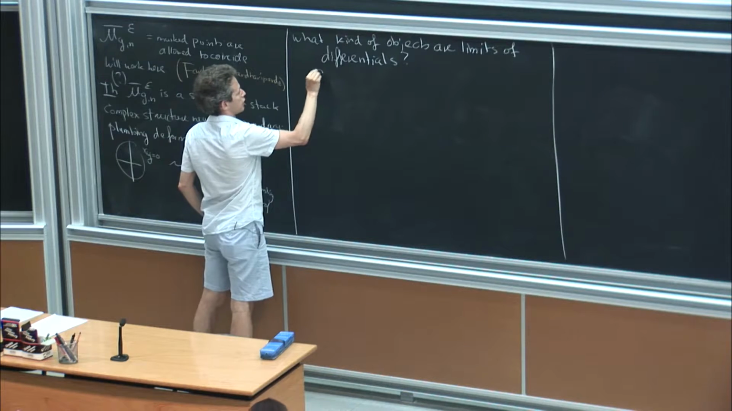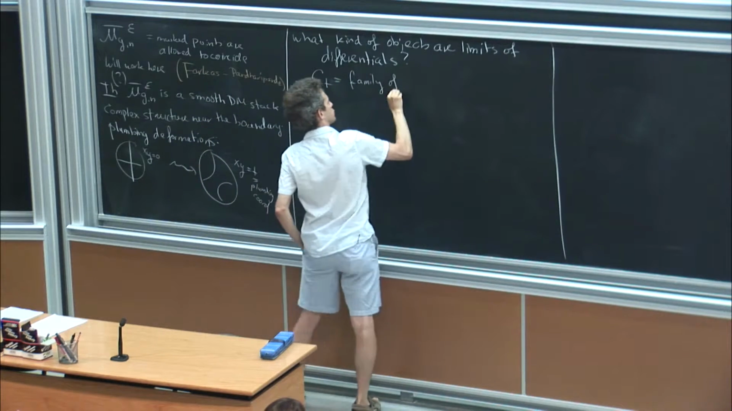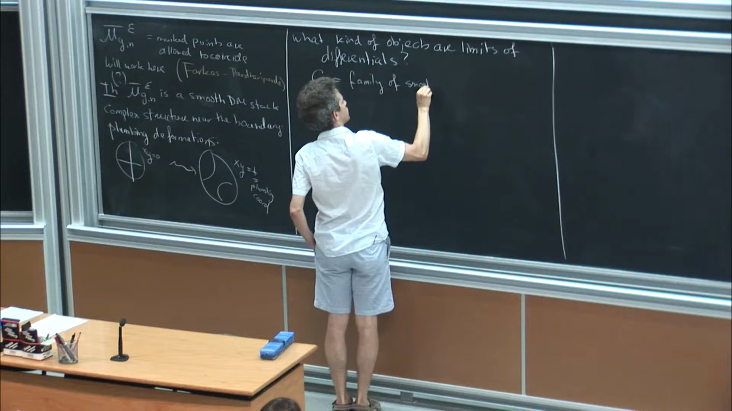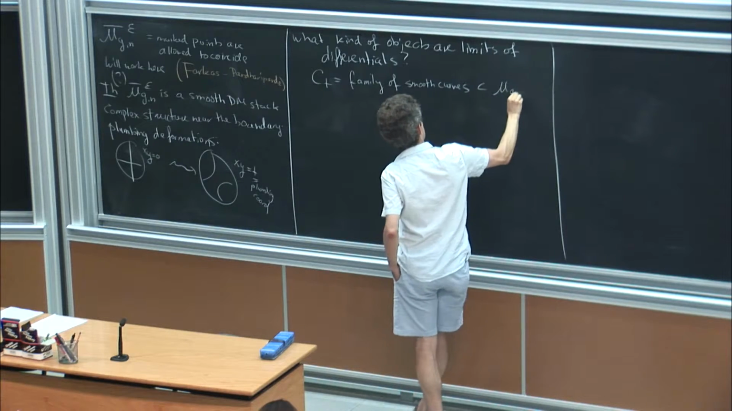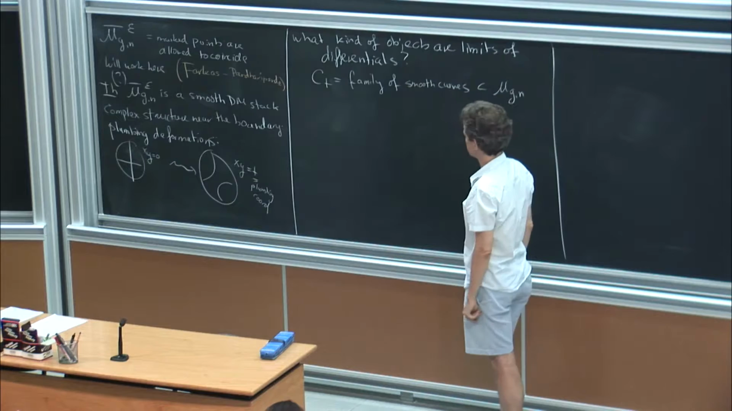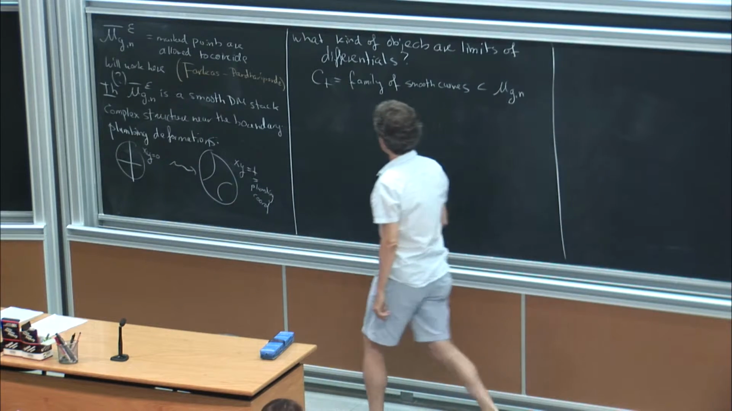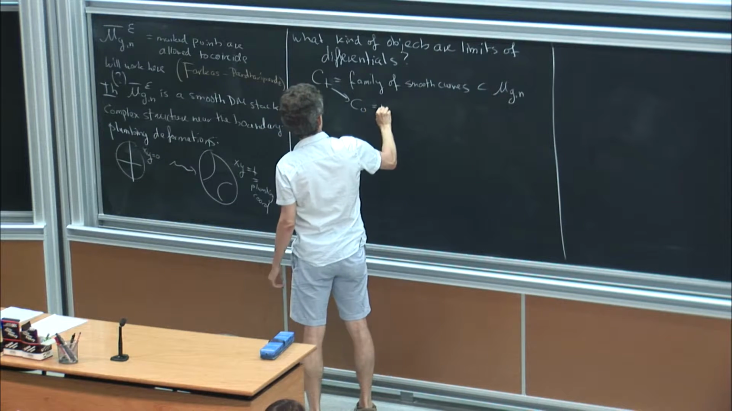So suppose I have a family of smooth curves inside M_g,n. There are also marked points, but I'm omitting them in the notation because it will get too heavy otherwise. And suppose it converges to some nodal stable curve.